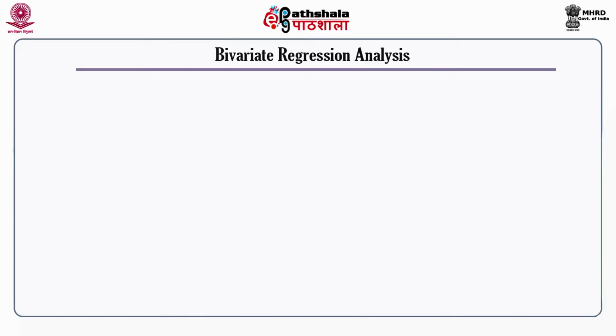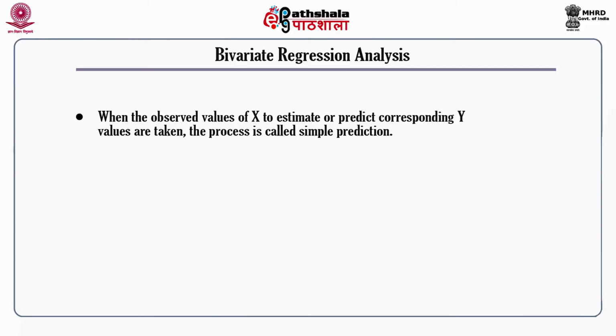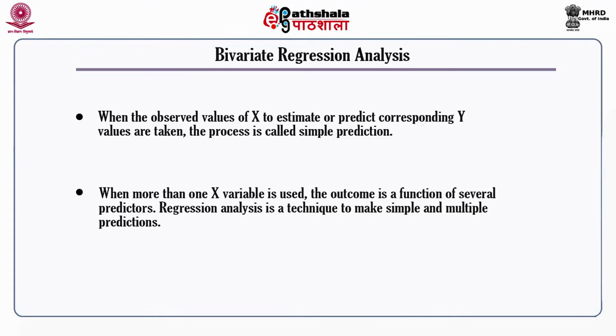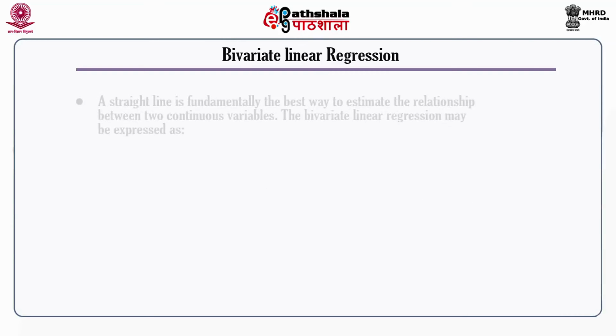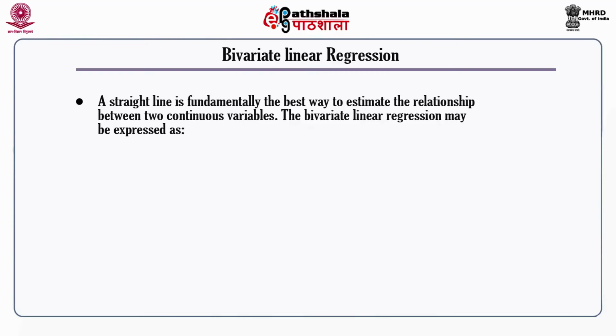Bivariate regression analysis. When the observed values of x are taken to estimate or predict corresponding y values, the process is called simple prediction. When more than one x variable is used, the outcome is a function of several predictors. Regression analysis is a technique to make simple and multiple predictions. Bivariate linear regression. A straight line is fundamentally the best way to estimate the relationship between two continuous variables.